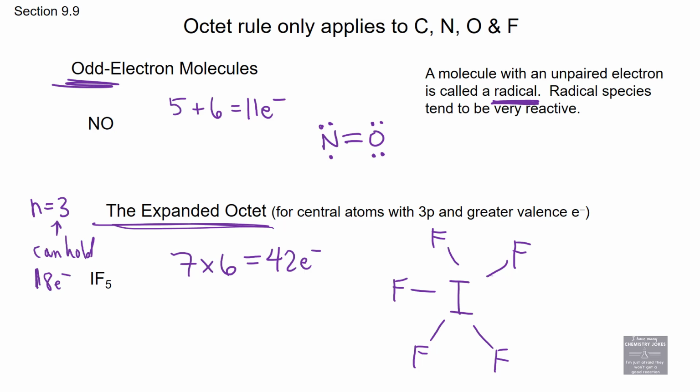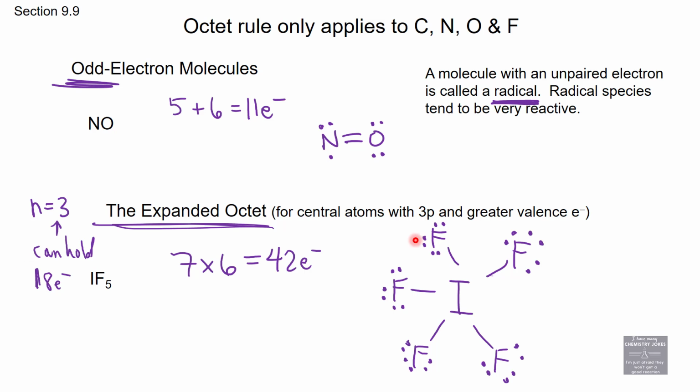So if I continue on my Lewis structure, fluorine needs 6 more to have a full octet, so I put 6 around all of these fluorines to fill up their octet. Fluorine cannot have more than 8. Nitrogen cannot have more than 8. Oxygen cannot have more than 8. Carbon cannot have more than 8. You've got to be in the 3rd period and beyond to have more than 8 in your valence shell.